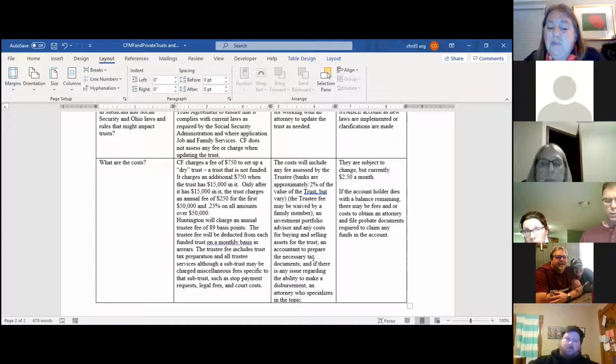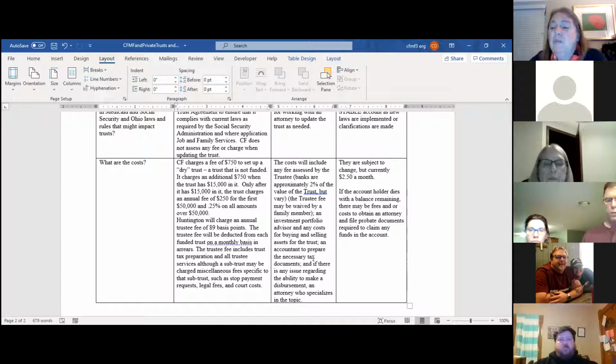Once it has $15,000 in it, the trust charges an annual $250 a year on any account under $50,000, and on accounts over $50,000, it's still that $250 for the first $50,000, and then 0.25% on everything over $50,000. Our current trustee is Huntington National Bank, and they charge a trustee fee of 89 basis points, which is 0.89% of the account. That's deducted on a monthly basis at the end of the month.